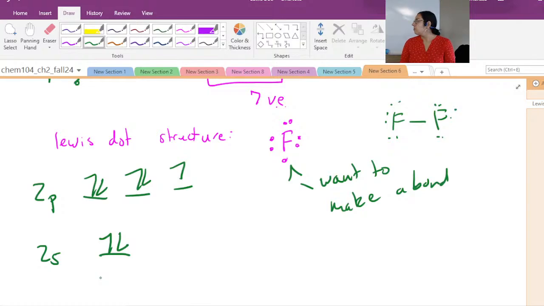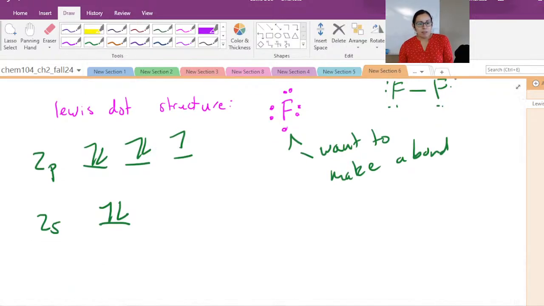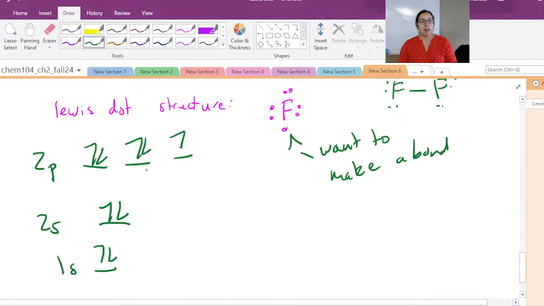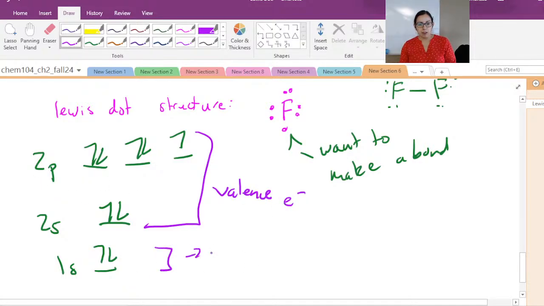Wait, sorry, real fast. Are those electrons or valence electrons? Valence electrons. I didn't show the core, so I could have just added the 1s, and then it would be all the electrons. But you want to be able to identify that: my outermost ones are my valence electrons. These are the core.